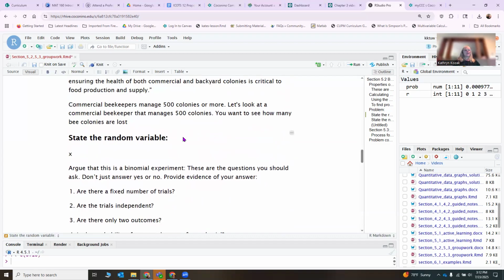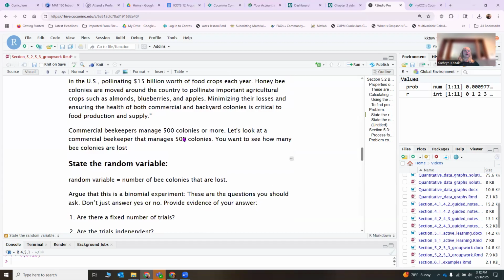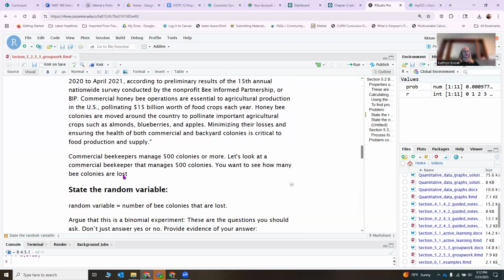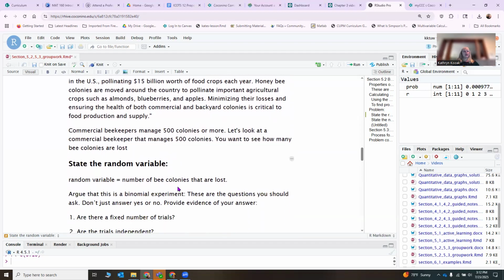So here we're actually going to be counting. So our random variable is counting the number of bee colonies that are lost. And the reason we're doing that is because everything we're told in here is about loss. The probability is about loss. We're talking about loss and what happens if we have loss. We're looking at the probability of bee colonies being lost. So everything's about being lost. So again, it's not a positive thing, but it's still considered a success.